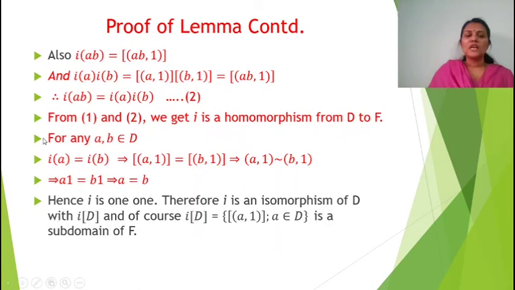So for any a, b element of D, suppose i(a) = i(b). Now we are showing the one-one property. i(a) = i(b) implies (a,1) = (b,1), which implies (a,1) is equivalent to (b,1), which implies a·1 = b·1, which implies a = b. Hence i is one-one. Therefore i is an isomorphism of D with i(D), and of course i(D) = {(a,1) : a element of D} is a subdomain of F. So we have the construction of the field.